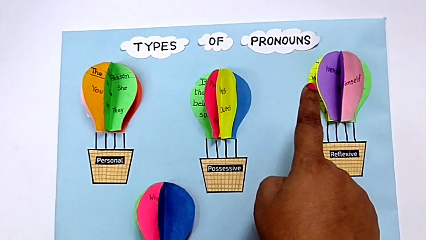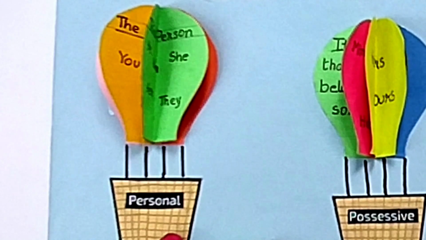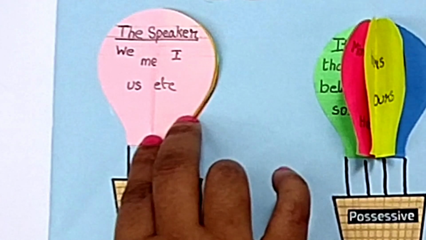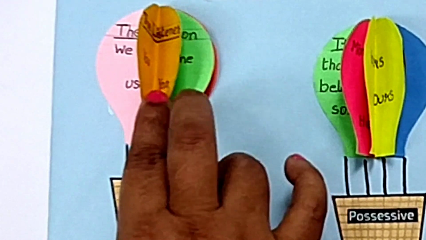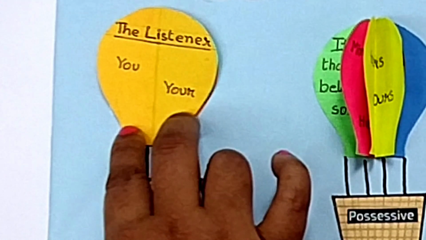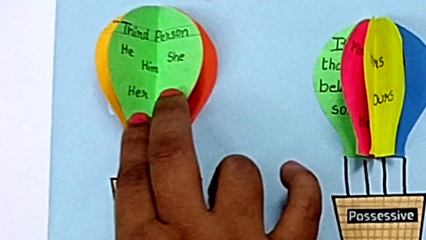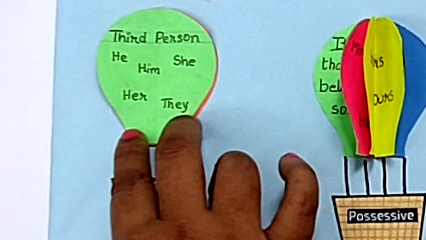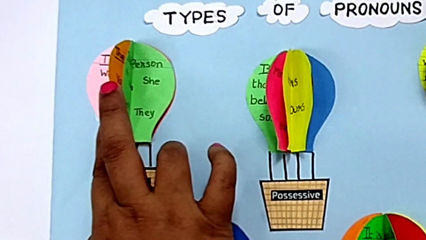Types of pronouns. Personal pronoun. These are the most commonly used pronouns. They refer to the speaker: we, me, I, us, etc. The listener: you, your. The third person. Example: he, him, she, her, they, etc.